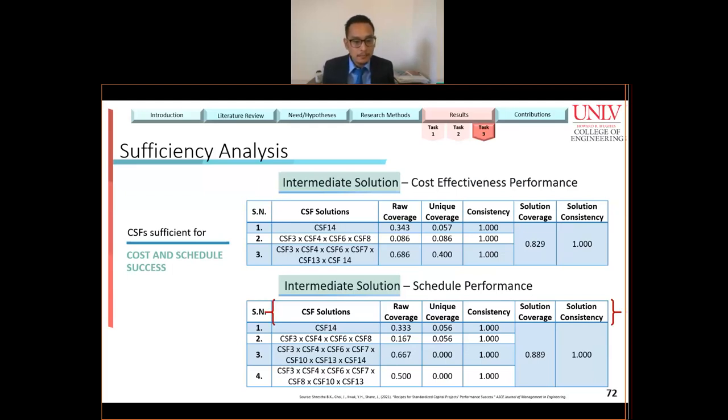Again, we have the same solution elements for the intermediate solution as well as the parsimonious solution. So let's discuss these two for cost and schedule, because they have the most conditions for a configuration. CSF 3, 4, 6, 7, 13, and 14, a combination of these CSFs, is sufficient for cost success. And the intermediate solution for schedule performance shows that a combination of CSF 3, 4, 6, 7, 8, 10, and 13, if implemented and achieved successfully, helps with schedule success in projects.